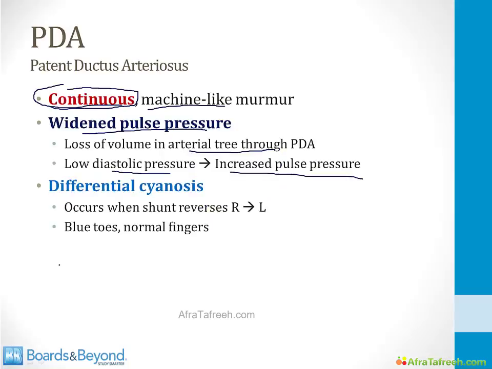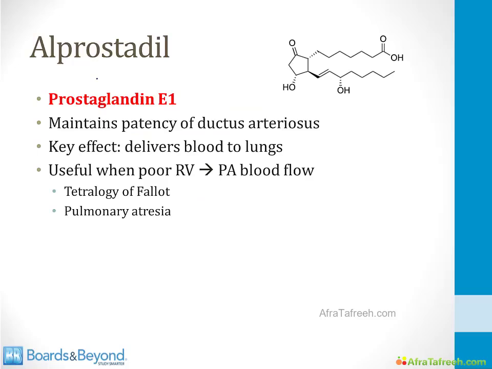And then finally, if left untreated, a PDA can eventually cause differential cyanosis. This is where a patient presents with cyanosis in the lower extremities and findings like blue toes, but no cyanosis in the upper extremities. For example, there may be normal fingers. This only happens when the shunt reverses and becomes right to left, and for this to occur, the PDA has to go untreated for many years.